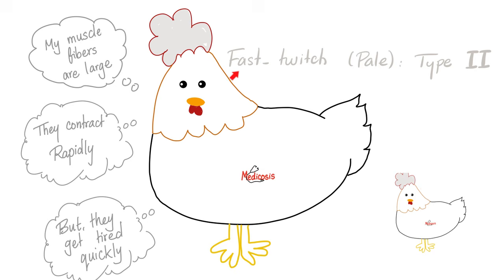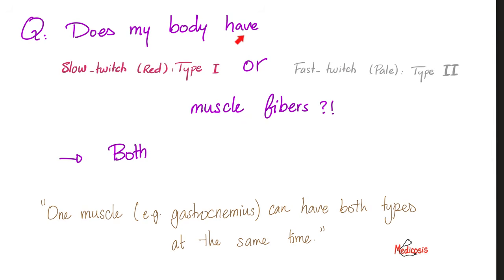Enter the chicken with her fast twitch or pale or type 2 muscle fibers. My muscle fibers are large. My chicken breast is delicious and thick. My muscles contract very rapidly. You can look at me flapping my wings so fast. However, I get tired very quickly. Does my body have slow twitch fibers or fast twitch fibers?